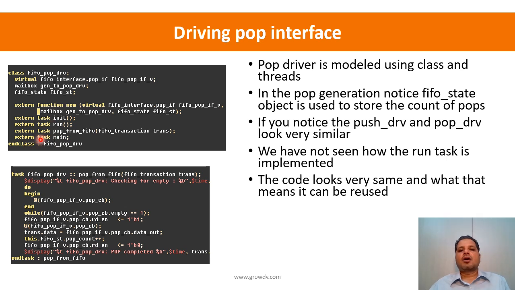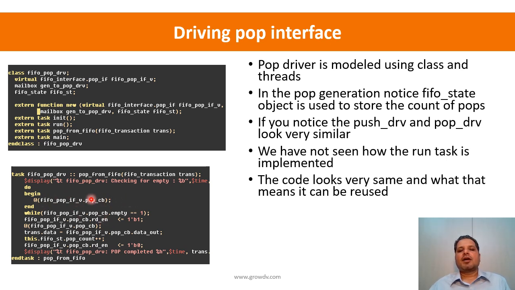These are common tasks or functions that we had seen even with the gen push. The only different function is pop from FIFO, right? This is the only different function that we are seeing. Let's look briefly at what it does. Again, this particular mechanism is the same. There is a do while loop, and it's now using the pop clocking block.